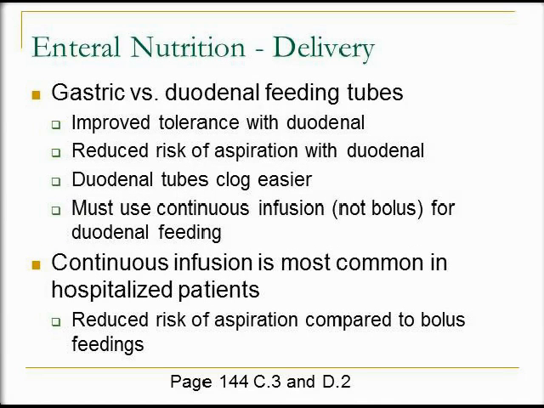So for delivery of enteral nutrition, there's gastric tubes that end up in your stomach. There's also tubes that end up in your duodenum, or duodenal feeding tubes. You can have improved tolerance with duodenal feeding tubes. You can have a reduced risk of aspiration with duodenal feedings. The duodenal feeding tubes are narrower and they clog easier.